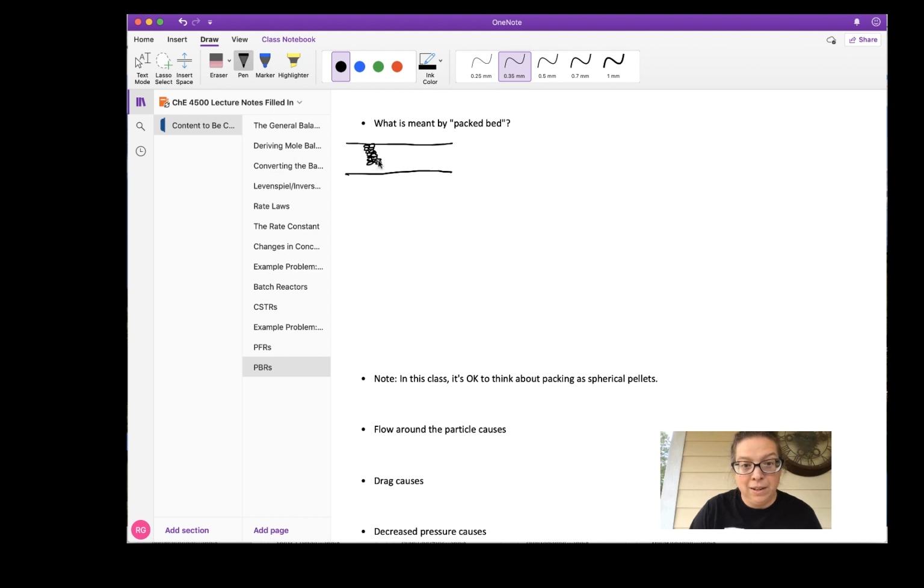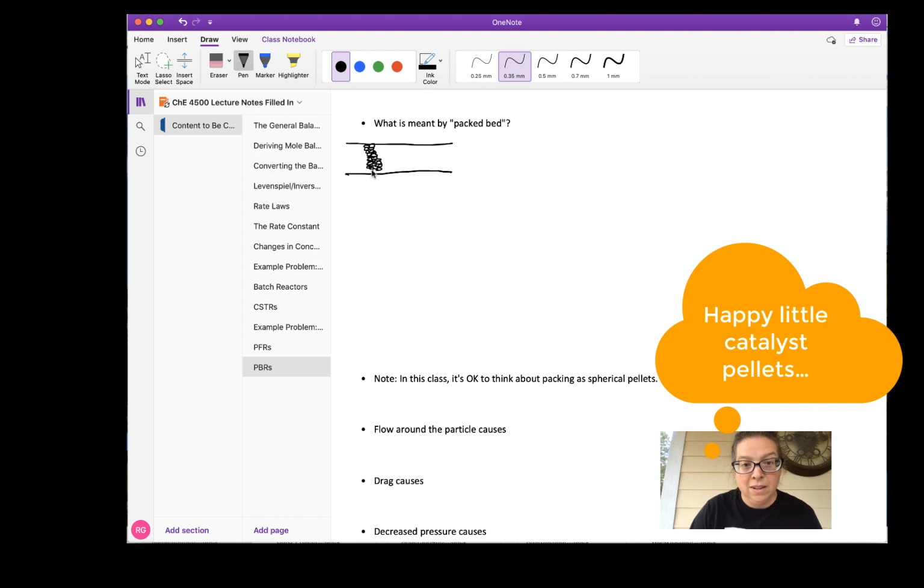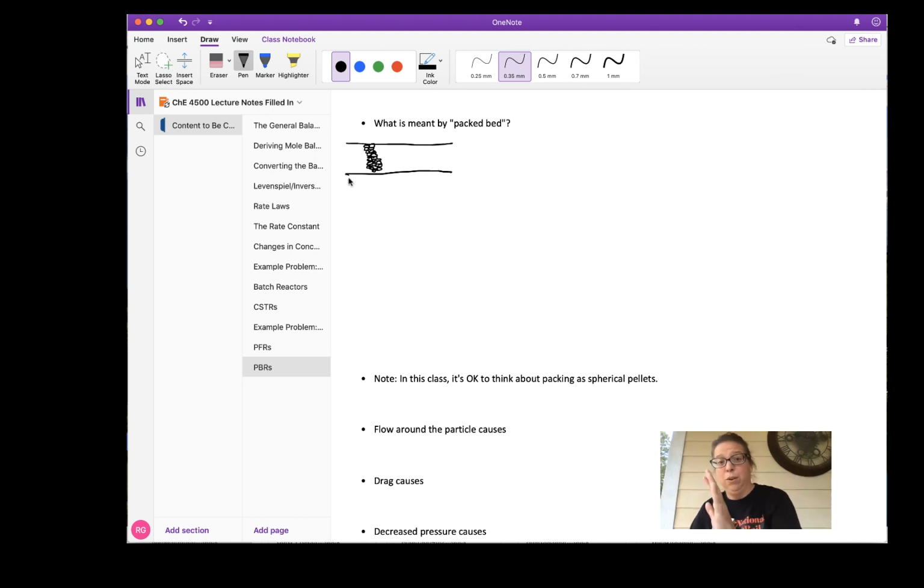You'd have some packing, a bunch of spheres. I've drawn these here, but this would be throughout the reactor. You'd have these spherical packing. If I zoom in on one catalyst pellet, what you would see is the gas would approach the pellet, and then it would flow past the pellet. So you have flow past a sphere.